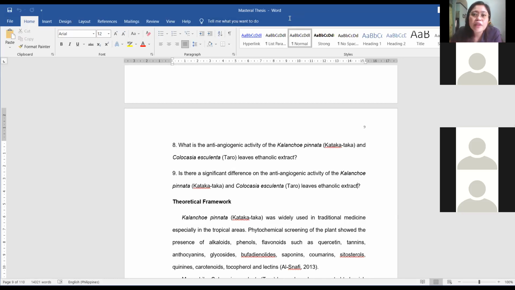So that is also what you will do, class, in your statement of the problem. Break them down into different questions that you believe will help you answer your general objective. Okay, do you have questions about the statement of the problem? That should be written after the introduction, ha? None? Wala pa.